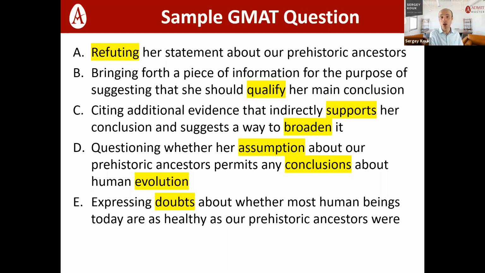How about B? He's saying that he is qualifying her conclusion. Now, what does it mean to qualify? This word, by the way, appears quite often on the GMAT, and that's why you don't really need very sophisticated vocabulary. You just have to look for patterns. So qualify, okay, we'll get back to this. We'll see what qualify exactly means. And then in C, he's talking about supporting and broadening her additional evidence or conclusion. Okay, we'll get back to this. What does it actually mean to broaden the conclusion?